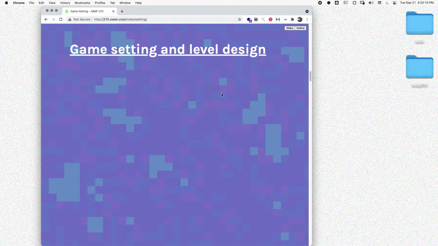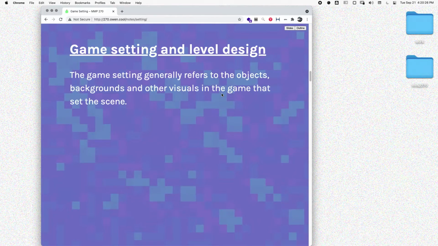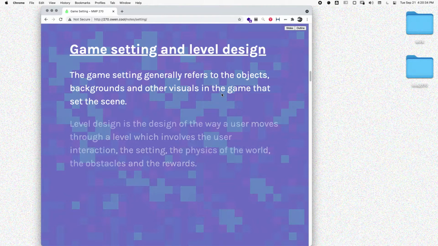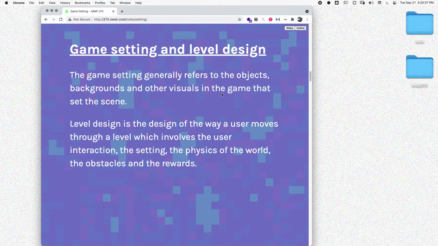Another thing that we want to disambiguate, the two different terms we want to understand the difference of, is game setting versus level design. I'm sure you have a sense of what both of these things mean, but let's talk about their specific different meanings. The game setting, as we've been talking about, refers to the objects, backgrounds, and other visual elements that create the scene of the game. Level design is how we direct the player through our world or through our levels based on interaction.